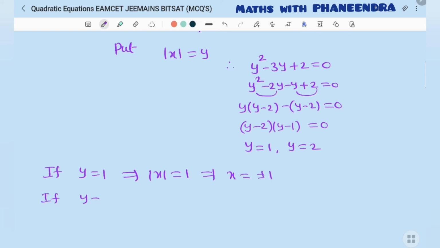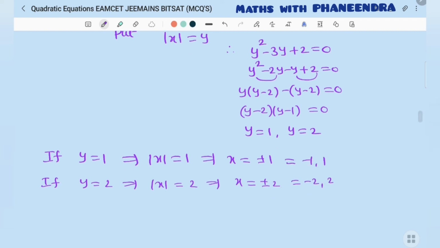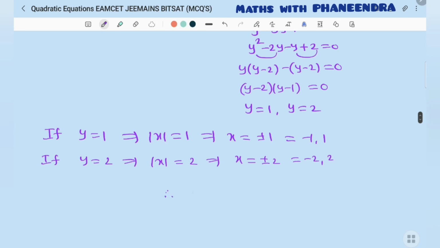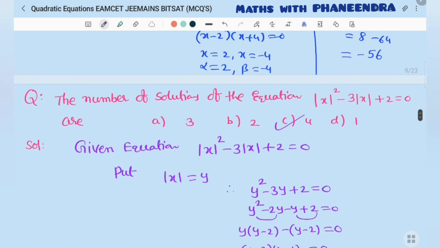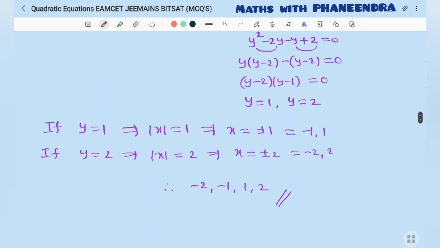If y is equal to 2, that implies mod x is equal to 2, that implies x is equal to plus or minus 2. So here two solutions, here also two solutions in total. Here minus 1, 1, here minus 2, 2. Therefore, the total solutions are minus 2, minus 1, 1, 2. So total 4 solutions are there. So the answer is 4. The number of solutions are 4. We'll move on to the next question.